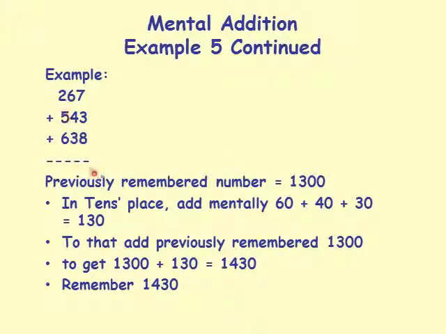So in the previous column we remember 1300. In tens column we have 6 plus 4 plus 3. That's 60, 40 and 30. 60 plus 40 plus 30 is 130. Add 130 to 1300, so it becomes 1430. So the sum of the digits in the hundreds column and tens column is 1430. So remember this number 1430.